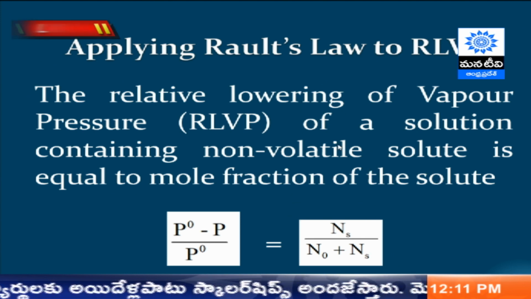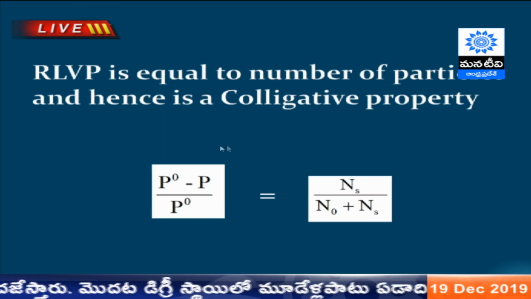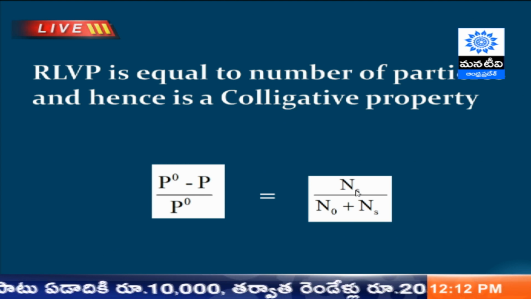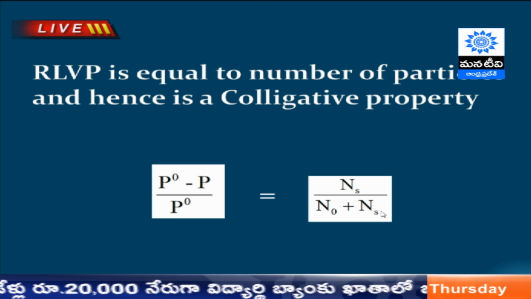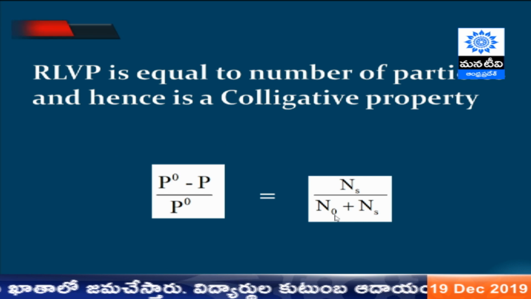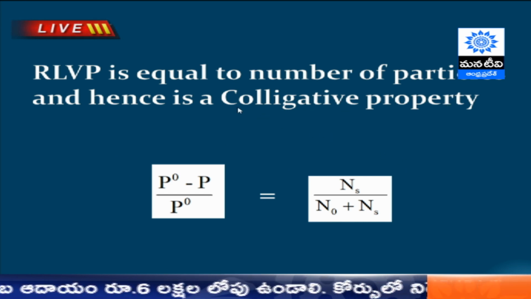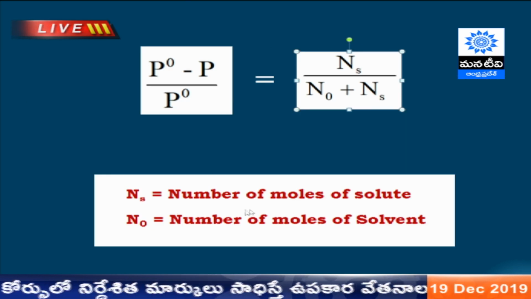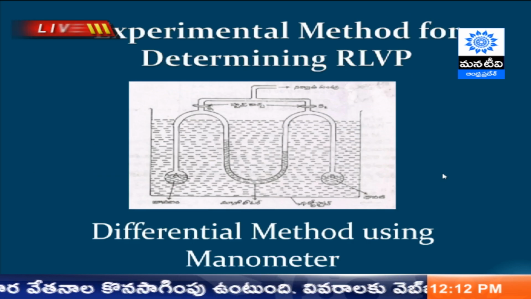This is the further application of Raoult's law, where Ns represents the number of moles of the solute, and N0 plus Ns is the total number of moles of both solvent and solute taken together. RLVP is equal to the number of particles and hence is a colligative property. This has already been explained. Ns is the number of moles of solute.